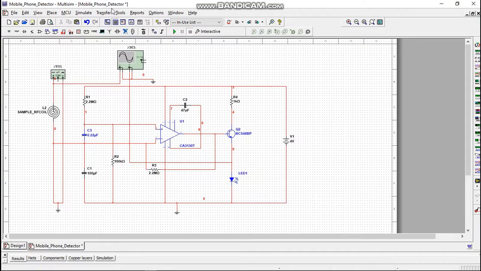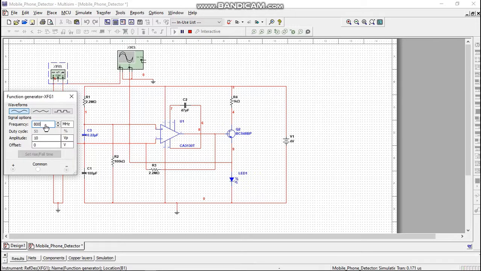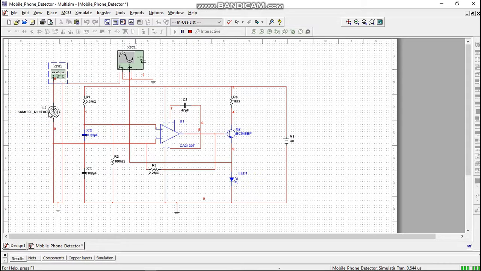First we have the mobile detector circuit, which I will simulate. At the function generator we input a signal of 800 megahertz, which is sinusoidal. The RF coil simulates how the signal will behave like a normal phone signal, and is fed to capacitor C3, a disc shaped capacitor that collects the phone signals from the air. This in turn is fed into the operational amplifier that converts it into an electrical signal, through which we have transistor Q2 acting as a switch, and when a signal is detected it turns the LED on.